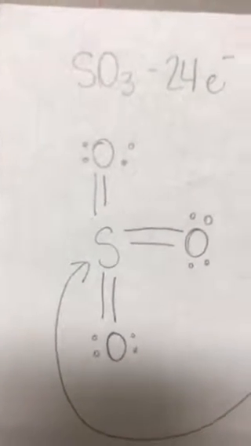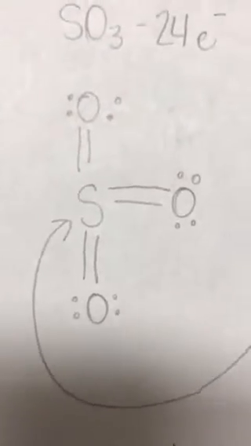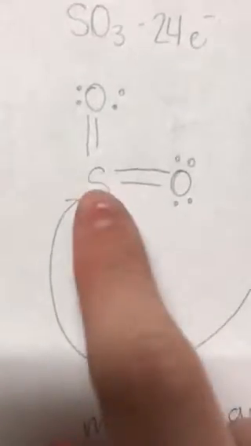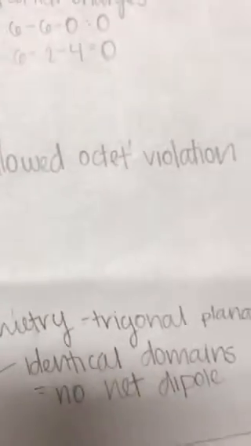Okay, so for the first problem, we're finding out if SO3 is polar. Basically, we first just need to draw the Lewis dot structure. Lewis dot structure is pretty much just making sure all the atoms have octets and that the 24 valence electrons are used. So we can see clearly that all 24 are used because there are 12 sets of electrons, except for on sulfur, there's not an octet. There are on oxygen, but sulfur is an allowed octet violator.